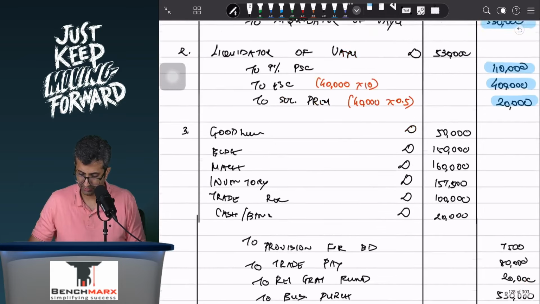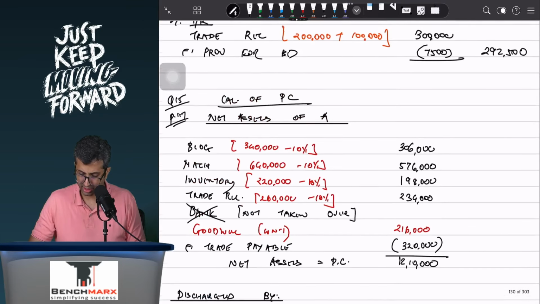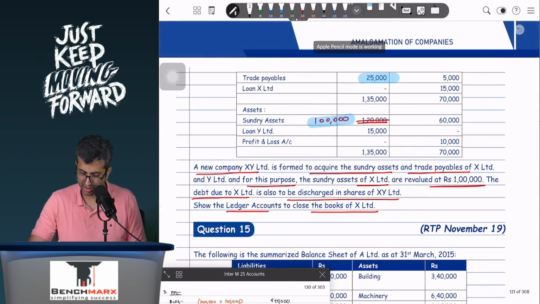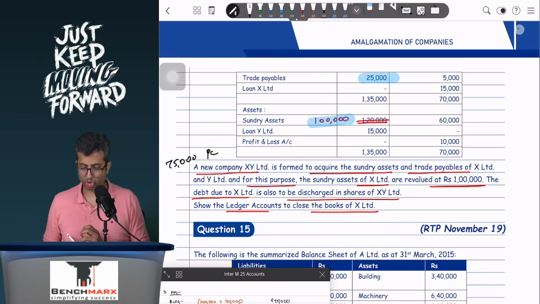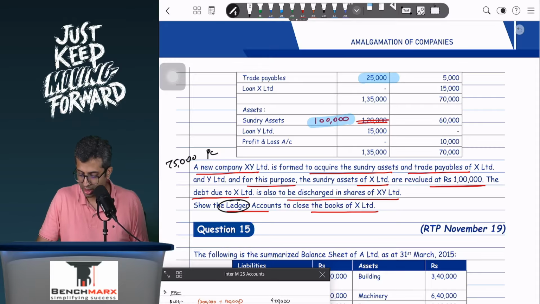This is 15. I think it directly has been done. So let us say, I'll just discuss this directly. 75,000 will be a part of my purchase consideration. Acha, the debt due to X is also to be discharged in the shares of XY. So maybe this is separately discharged in the shares of XY. Show the ledger accounts in the books of X.